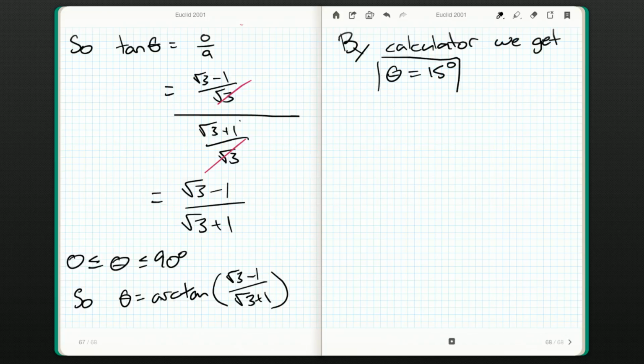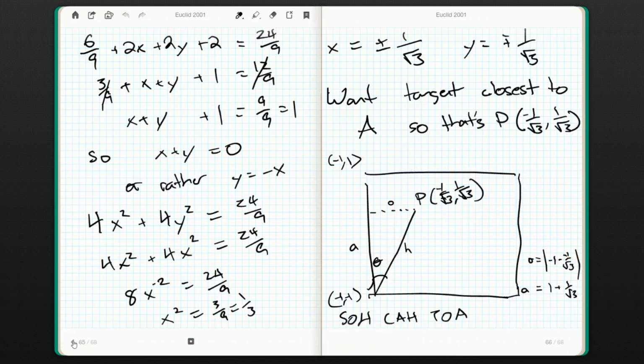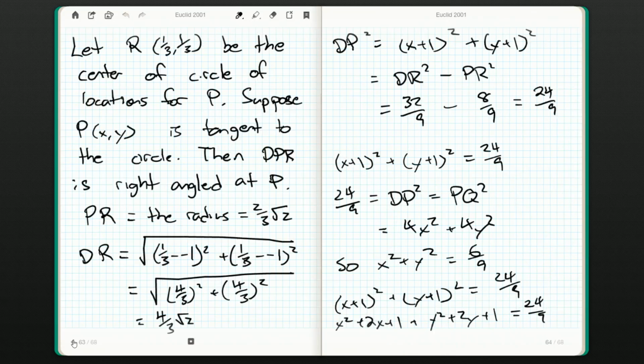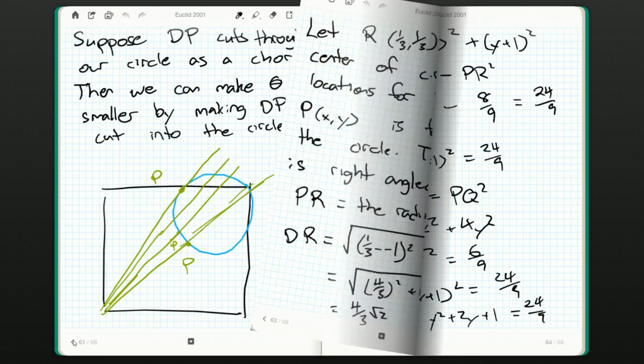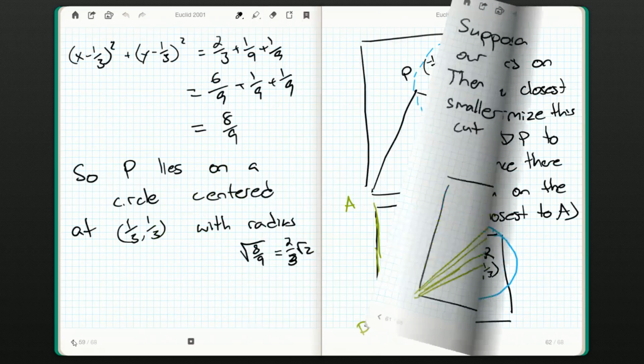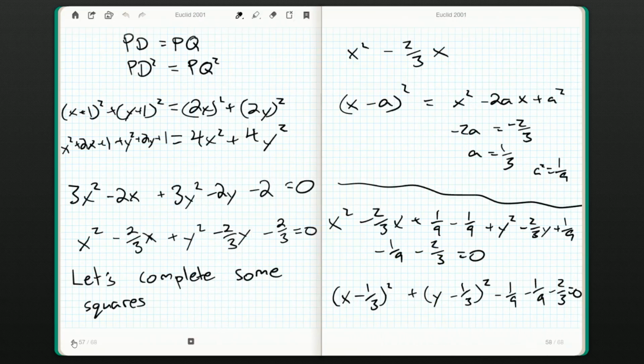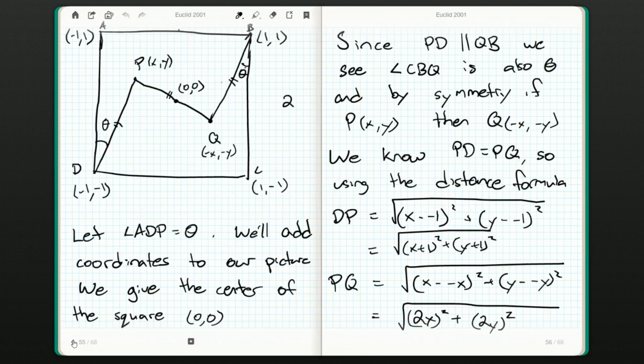And because it was such a nice answer, it wasn't something weird like 17.98220101, something weird like that. 15 degrees, that suggests to me it should be the right answer. And we've shown all our steps there. We explained a little bit why we needed a tangent for that circle. We found that circle in the first place just by using the fact that DP and PQ must be the same length. So we've come a long way in this question, and there were definitely some points where we didn't quite know what we were doing, but we persevered and we worked it all out.